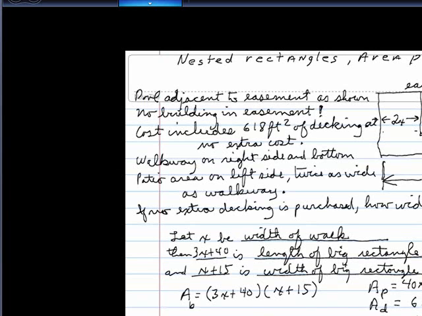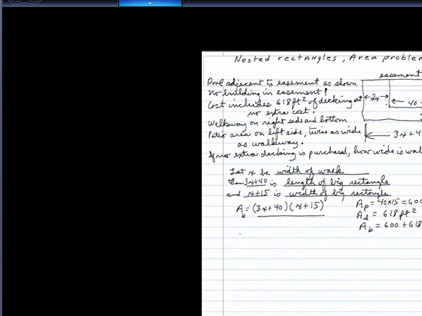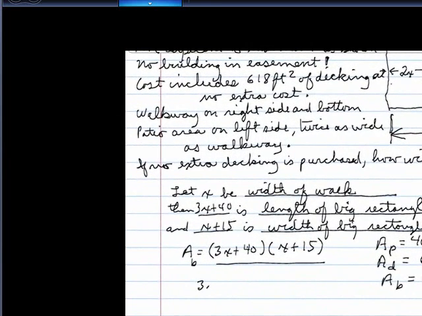So what we have just managed to do is write the area of the big rectangle two ways. It's 1218 square feet, and it is also the length times the width. So if we set those two equal, we have a setup equation. They're both the area of the big rectangle. So I set up 3x plus 40 times x plus 15 is equal to 1218 square feet.